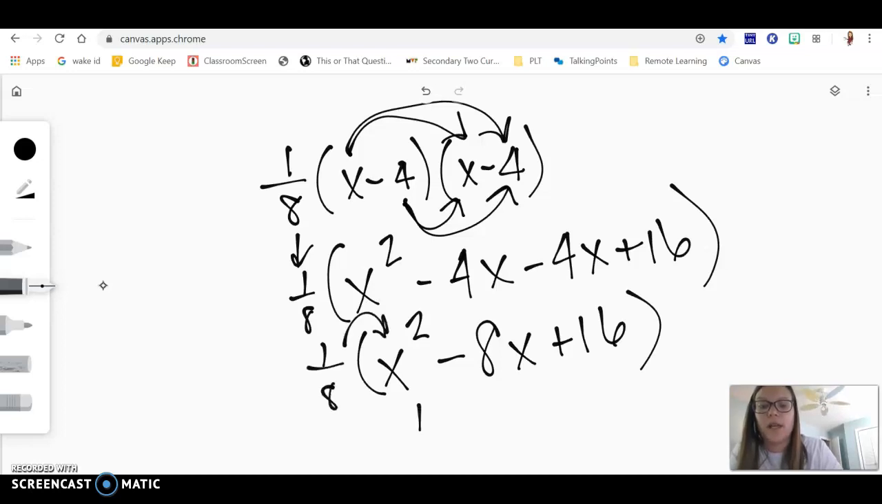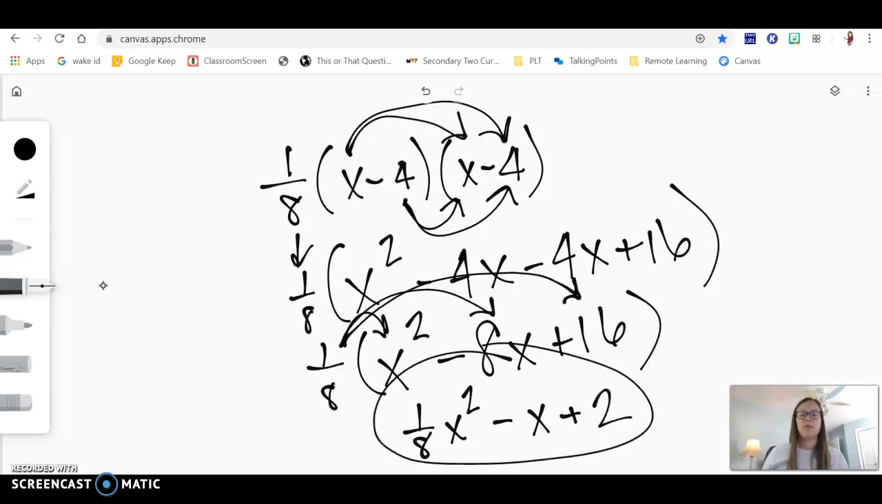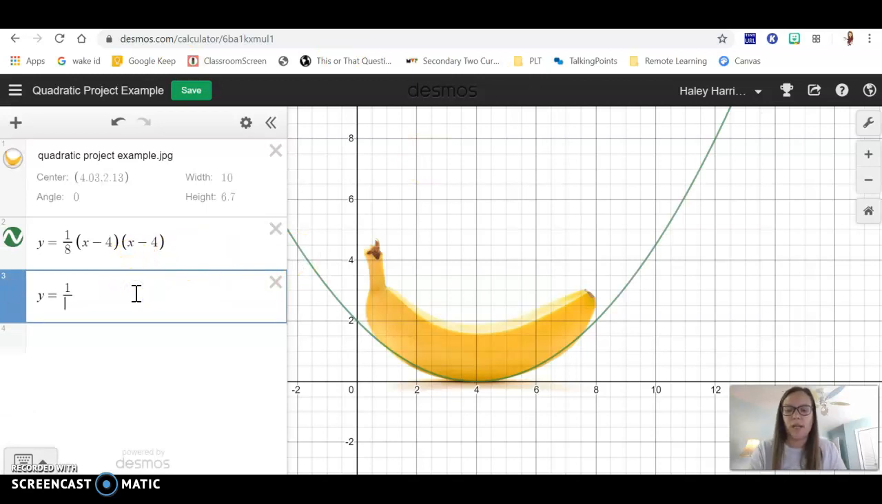I get 1/8 x squared. 1/8 times 8x is just x. And then 1/8 times 16 is 2. So my standard form should be 1/8 x squared minus x plus 2. Switch back over to Desmos and see if that worked.